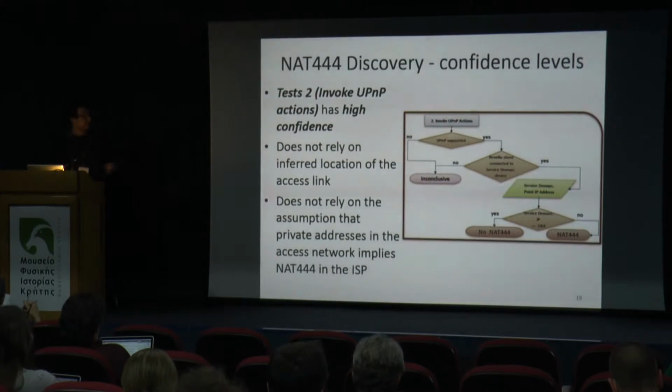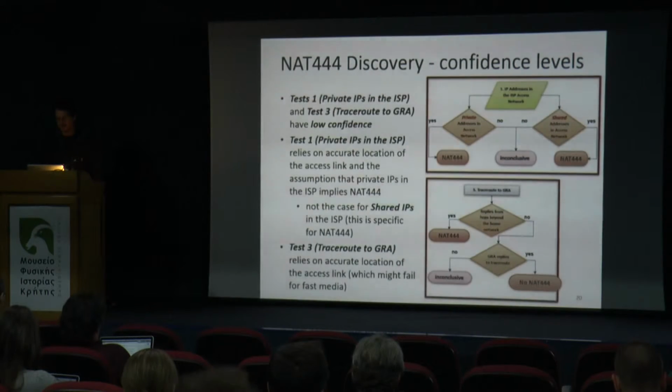So we can see that Revelio uses a collection of different tests that may have conflicting results between each other. And in order to decide whether NAT444 deployment is in place or not, it assigns different levels of confidence to each test. So for the second test, the UPnP actions, it assigns a high level of confidence because it's not based on heuristics. Also, it assigns a high level of confidence when it detects the usage of shared IPs after the service demarcation point, because these IP addresses are specifically used for NAT444 deployments.